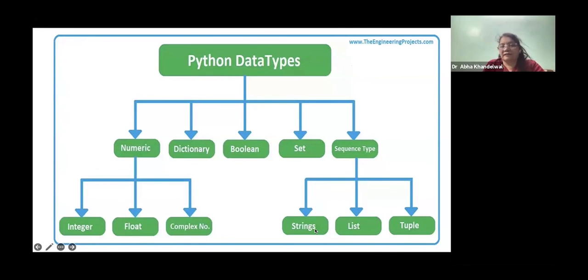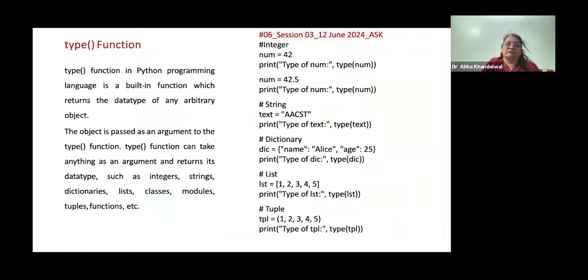Now in a string, the characters are placed one after another, at adjacent locations. So this is the data structure of a string, and you will be learning about the data structures list, tuple, and dictionary in another class. With this, our data types are over.